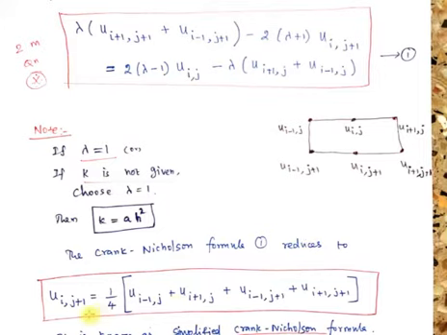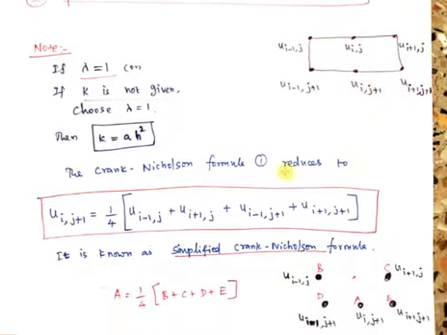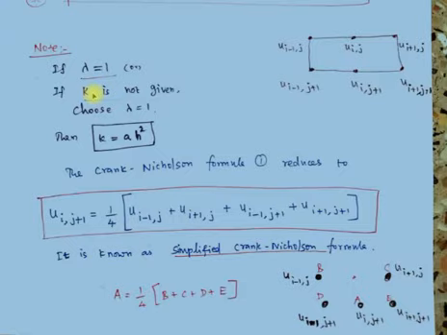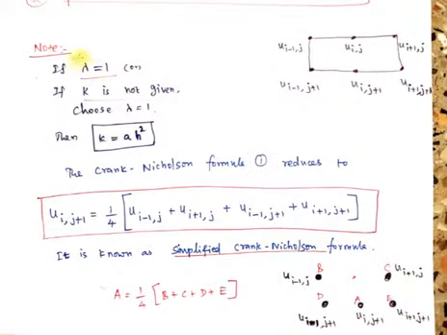And simplifying, u(i, j+1) equal to 1 by 4th of u(i-1, j), u(i+1, j), u(i-1, j+1), u(i+1, j+1). This value is equal to 1 by 4th of these four corner values. It is known as the simplified Crank-Nicolson formula. The simplified Crank-Nicolson formula is derived only when lambda equal to 1, that is, k is chosen as a into h squared.